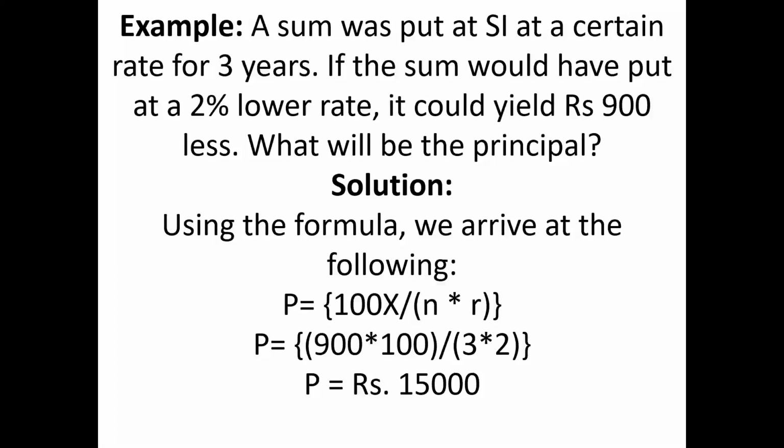A sum was put at SI at a certain rate for 3 years. If the sum would have been put at a 2% lower rate, it would yield rupees 900 less. What will be the principal? So we use the revised formula, where P equals 100x by NR. Instead of x it will become 900, because of the 900 rupees yield, 3 is the total number of years, and 2 is the rate of interest. If we calculate the principal amount, you will get 15,000.